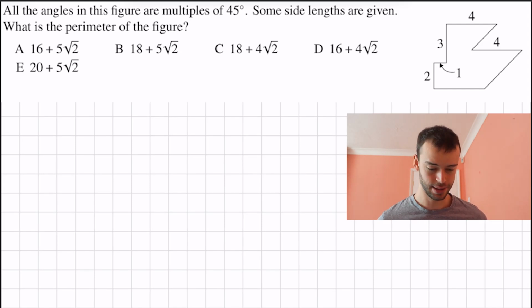Let's have a read of it together. So, in this shape, all the angles are multiples of 45 degrees. Some side lengths are given. What is the perimeter of the figure?